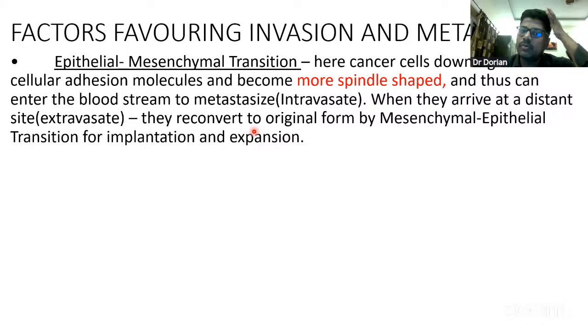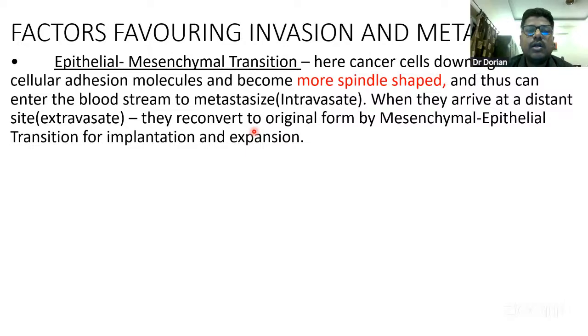The next hallmark will be invasion and metastasis. So this entire chapter is given in Sabiston. Under the heading surgical oncology, first chapter, hallmarks of cancer, I have summarized this. So the first factor required for invasion and metastasis is epithelial mesenchymal transition.